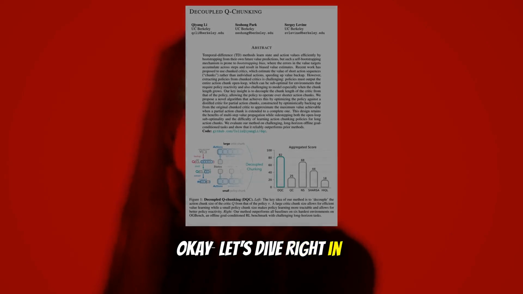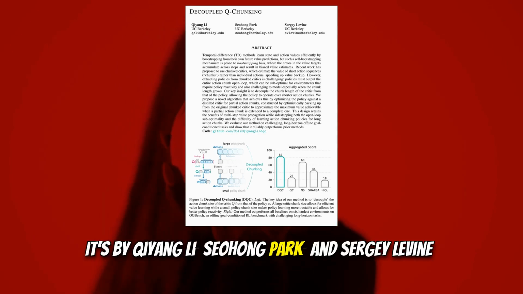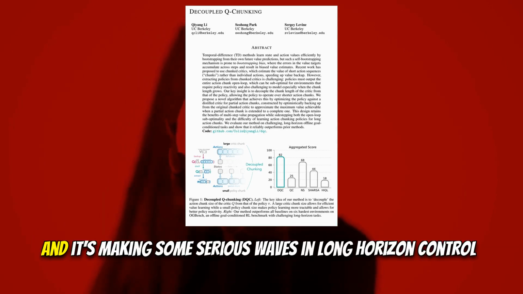Okay, let's dive right in. The paper we're looking at today is called Decoupled Q-Chunking, or DQC. It's by Kyung Lee, Sehong Park, and Sergey Levine. And it's making some serious waves in long horizon control.